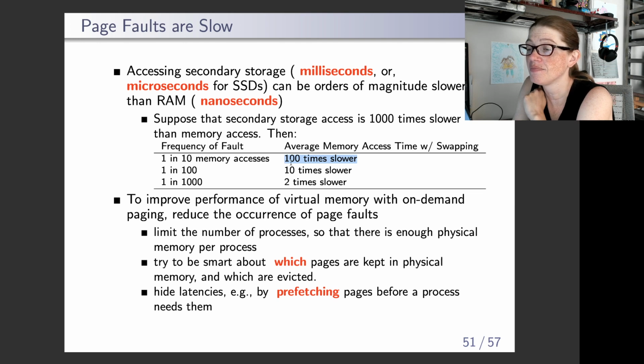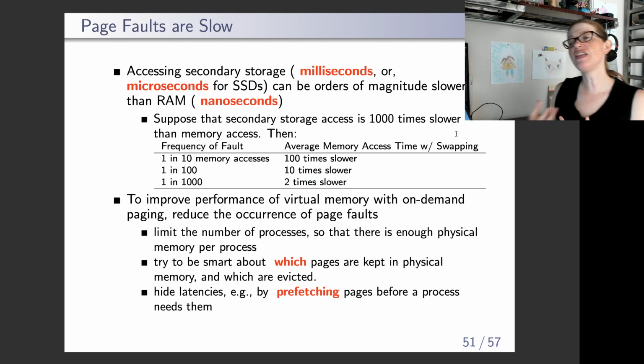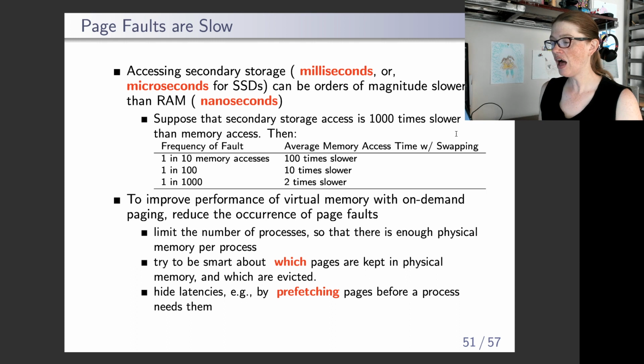Page faults are bad. If we have one page fault for every 100 memory accesses, then we're only 10 times slower. So instead of 1 minute, now we're 10 minutes. One in every 1,000 memory accesses, only twice as slow. So now you're seeing here the impact of having these page faults. It's a really, really costly thing. We get great benefit out of on-demand paging, but it comes at a cost of performance. So what we really need to do is minimize the number of page faults that actually occur.